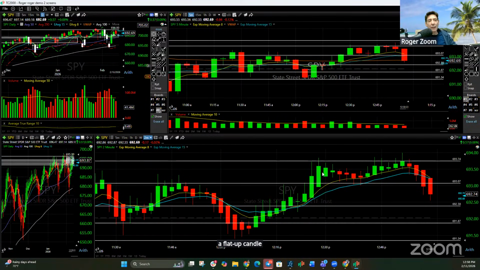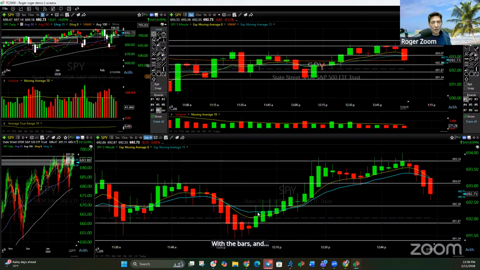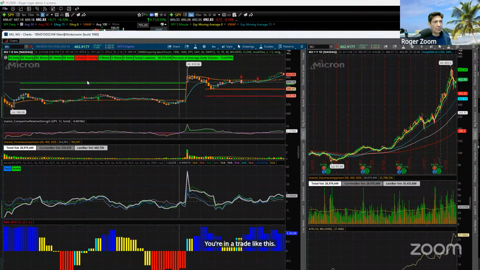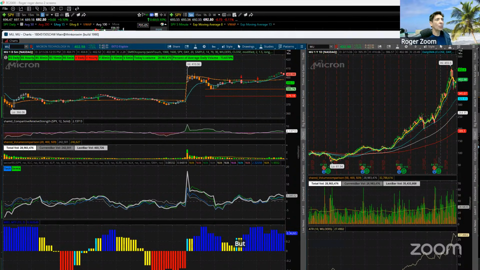So again, I'm just showing you different ways you could use them in conjunction with the bars. And what I'd like to see you guys do is have HA candles right near your ProTrader dashboard. So when you're in a trade like this, for example, in Micron, which would have already taken you to take profits right here. But here, let me find another one. How about UHS?